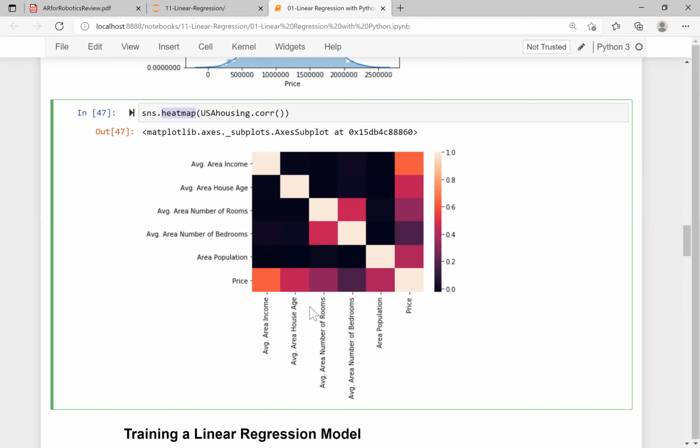So if you have more number of rooms, you cannot say that your house was built 10 years later or 10 years before, no. The age of the house has nothing to do with the number of rooms in the house.